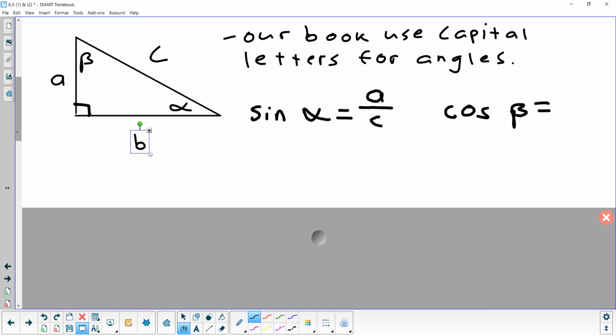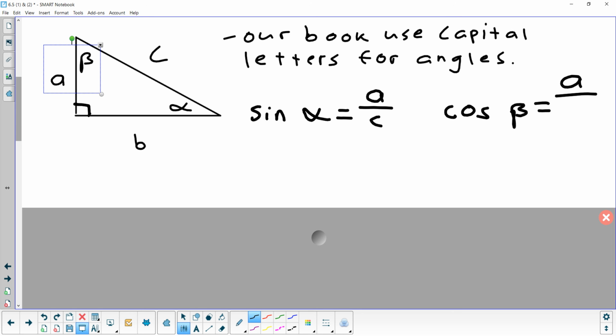C. No, C is hypotenuse. C is always, anything across from a 90 is always a hypotenuse. Then A is the only other option. Which one? A. A, yeah. A, remember, adjacent means next to. So A is right next to beta. So adjacent is A.